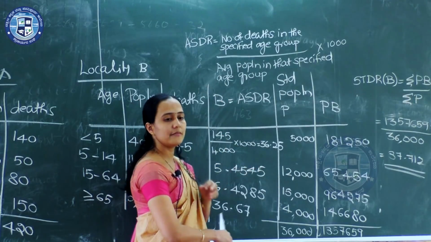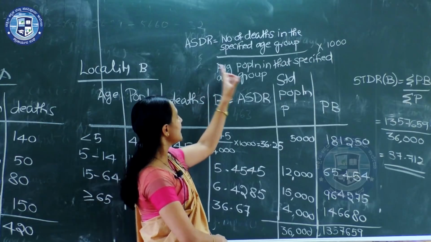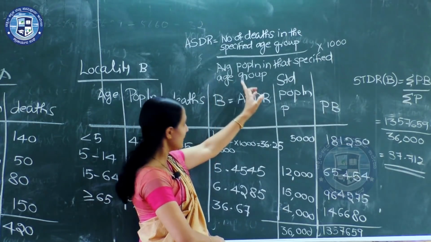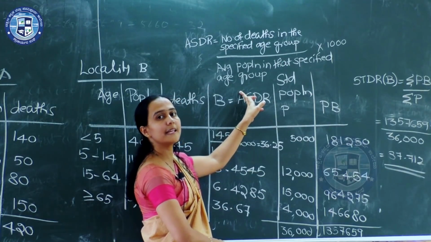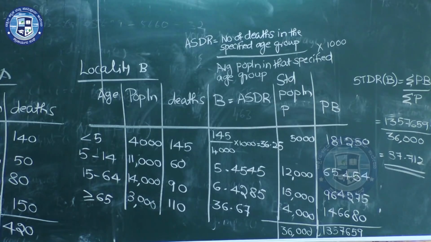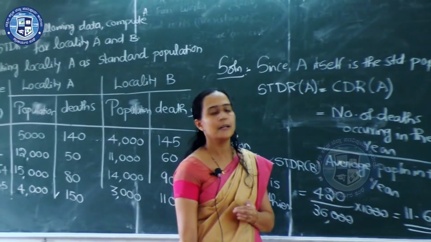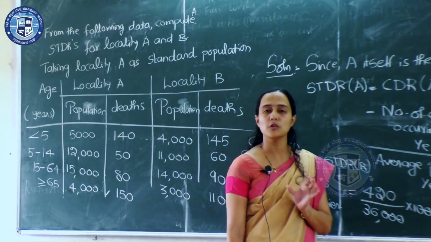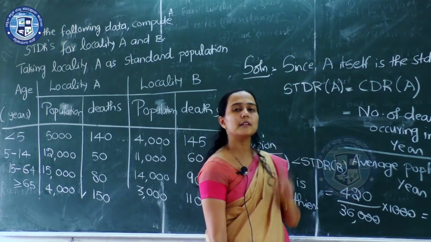Next, since we computed ASDRs, we have to write the formula of ASDR. Then just compute, just write the STDR of B we found. Next, write the conclusion. Whichever death rate is less, that we consider as the healthier population. So hope you understood. We will do one more problem.